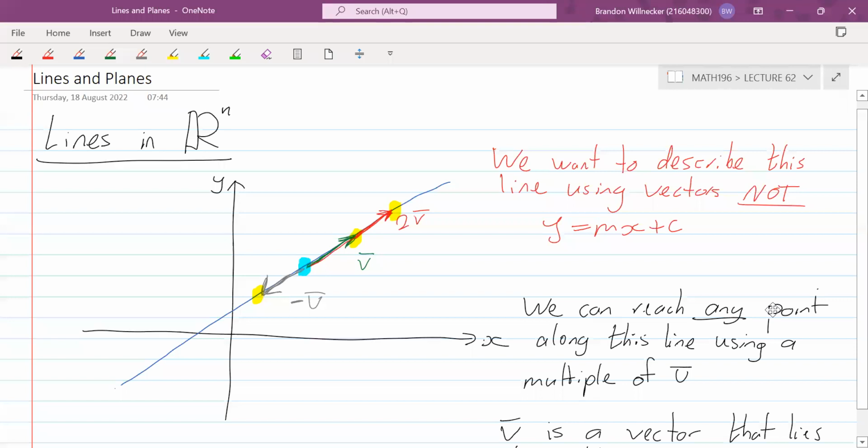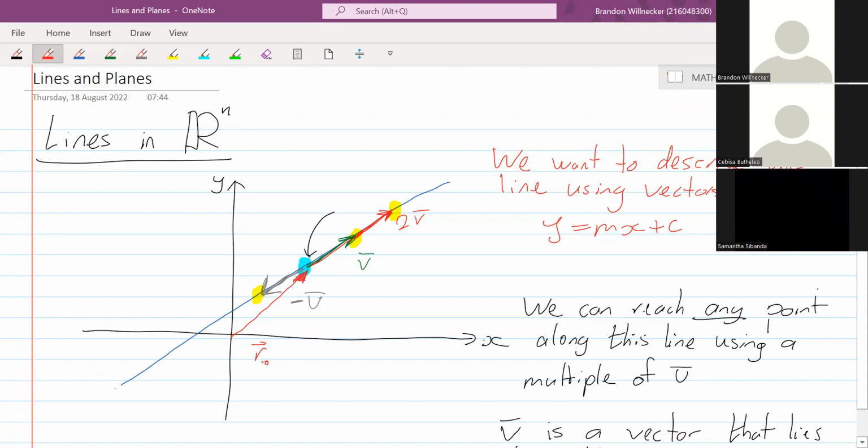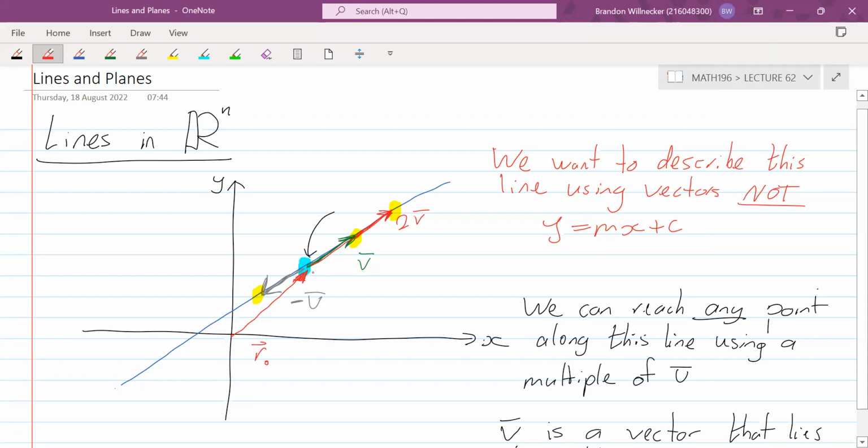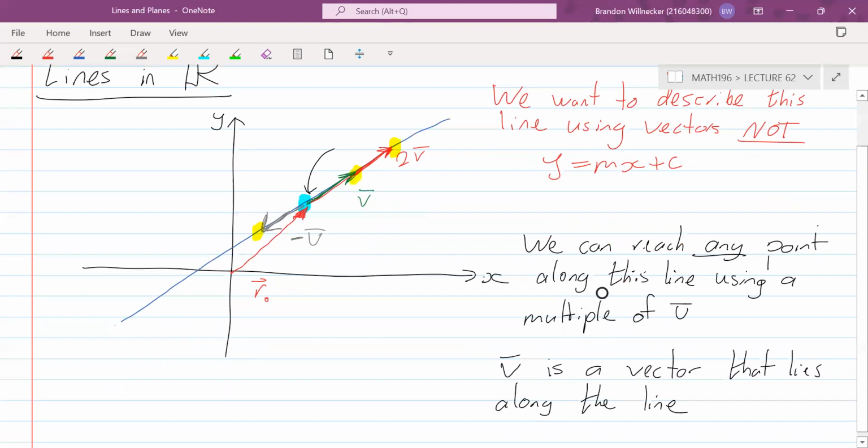Now, we need to think about this vector, but we also need to consider the starting point. So what we do to reach any point along the line is we start from the origin and we move from the origin to this point using this vector. We call that vector R0. If we take this R0 vector and add our scaled version of v, then we reach any vector along the line using our vector addition rules.